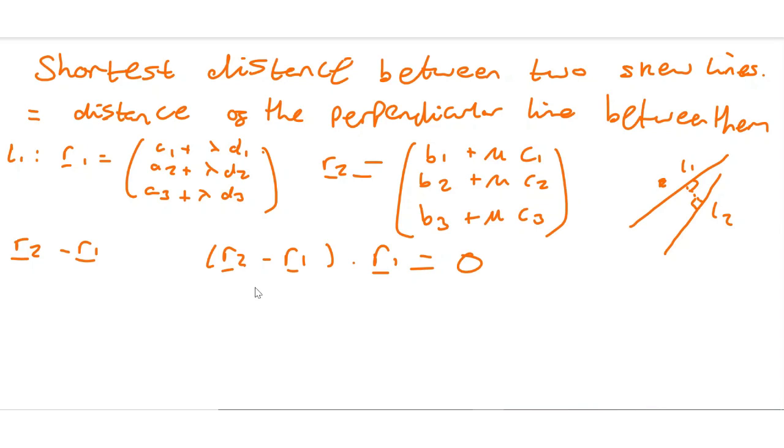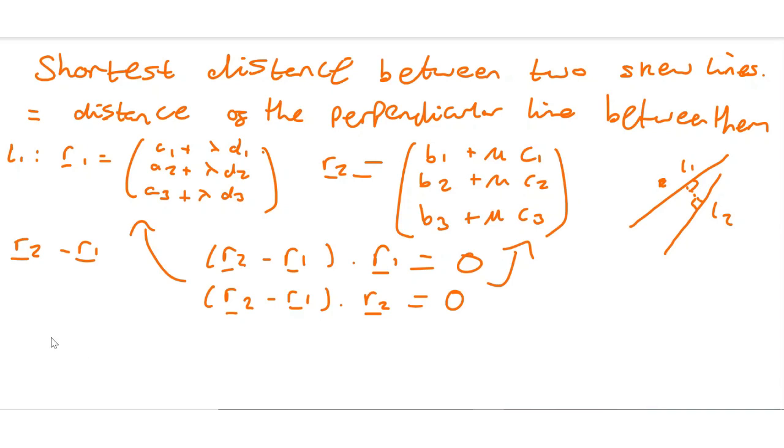And then we'll take R2 minus R1 and dot that with R2 and set that equal to 0. Okay, now we can use that to find mu and lambda, such that we've got this perpendicular form. Now we'd substitute mu and lambda back into here to find specific points R1 and R2.